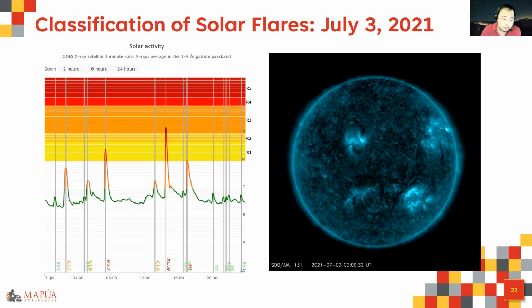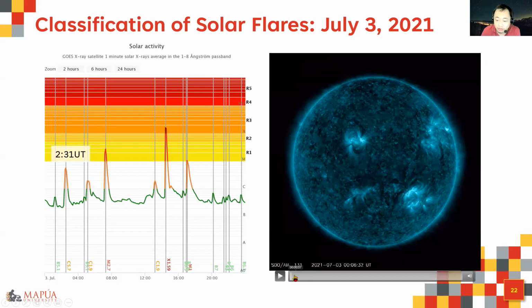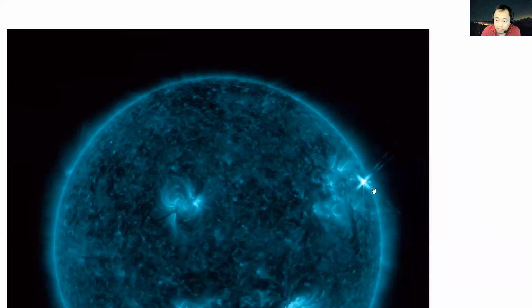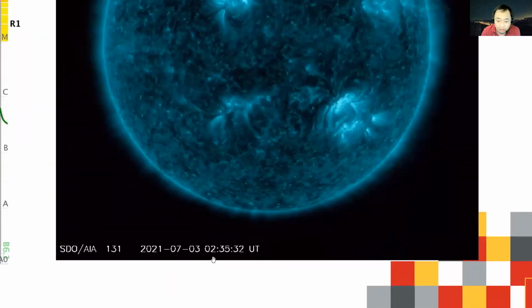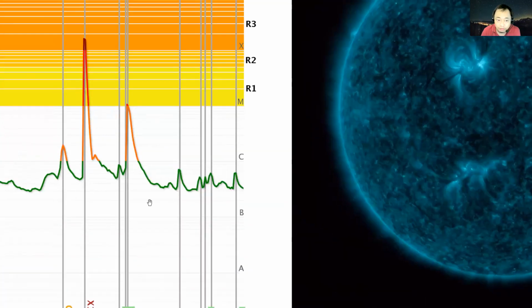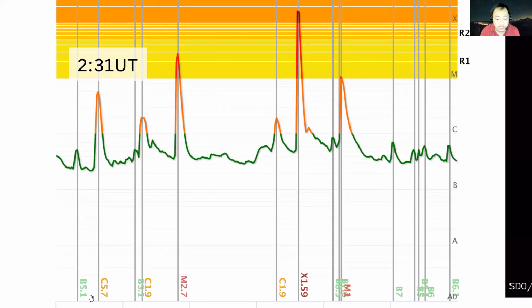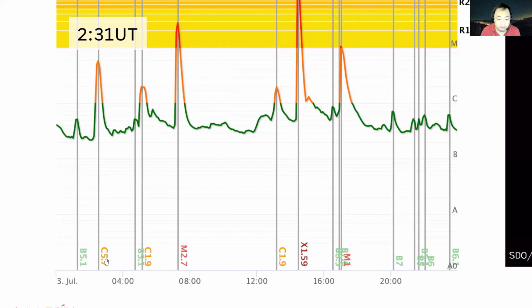The first major flare happened at 2:31 UT. If we're going to trace it here in this figure, that's 2:31. You will notice this brightening. Can you see it? This brightening happened at 2:35, and this corresponds to this time. So this is actually a C5.7 flare.